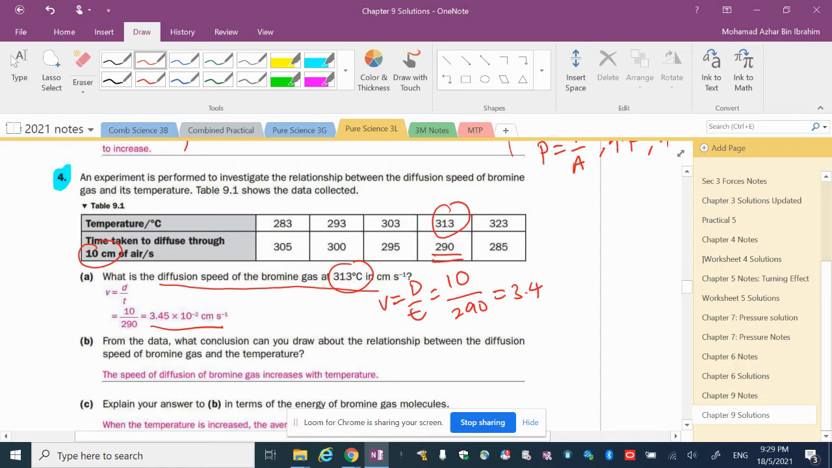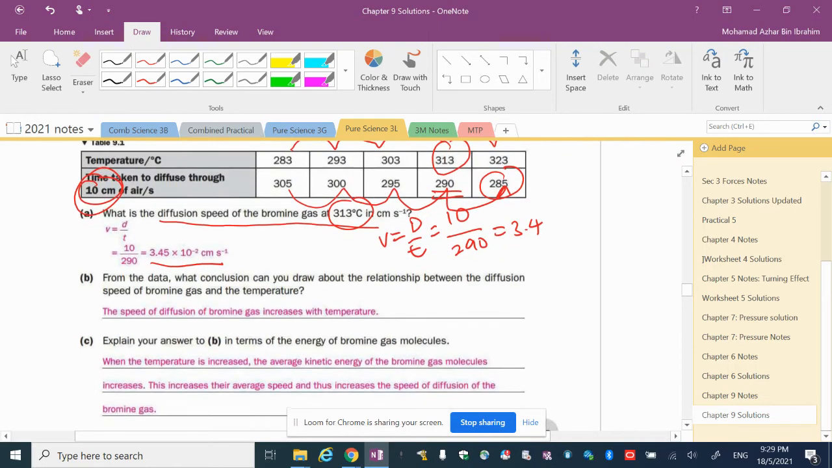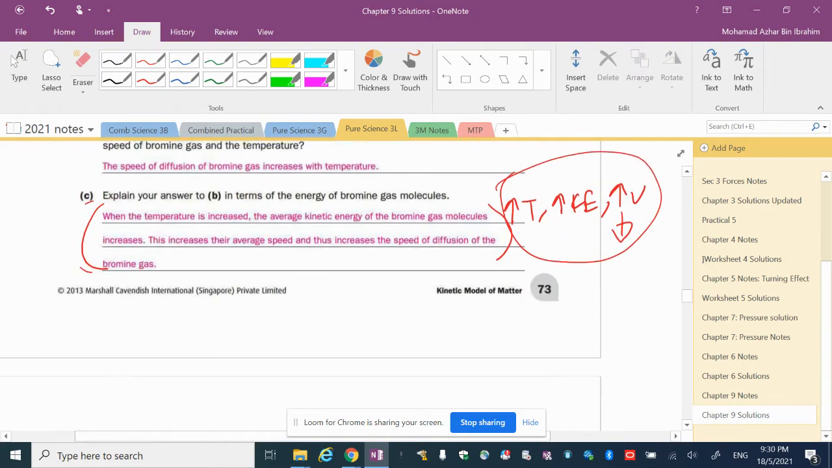So from the data, what conclusion can you draw about the relationship? You notice that as I increase the temperature, the time it takes for it to travel 10 cm is less. So therefore, you expect that the speed of diffusion actually increases, right? Because it takes less time to cover the same distance. So explain your answer. Very simple. Higher temperature means higher KE of bromine molecules, which means they're moving at faster speed, which means higher diffusion speed. Yeah. So whatever is written here is just like that, but no need to be so draggy. Just write it with as few words as you can.